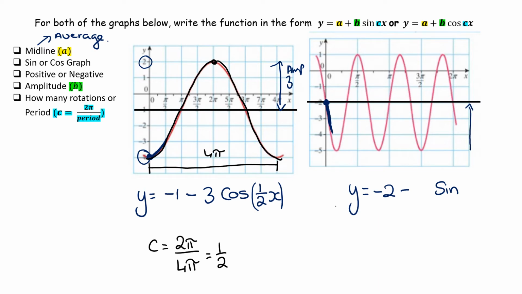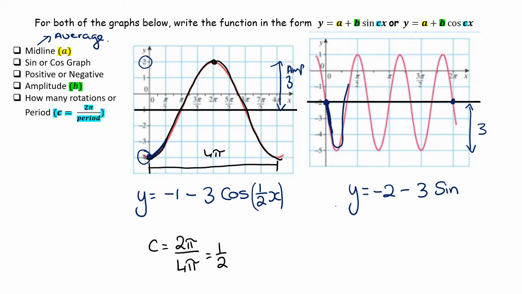I'm going to do my amplitude underneath this time just to show you it can be done. Because that midline cuts it in half, it shouldn't matter. So this is 3, so I get -2 -3 sine. And then I am looking for my C. So how many times does it rotate in 2 pi? So there's my 2 pi's.